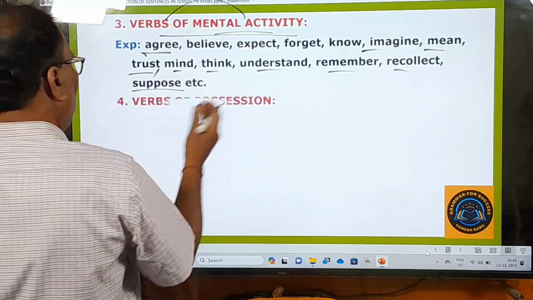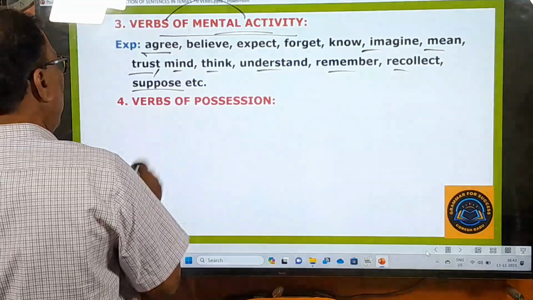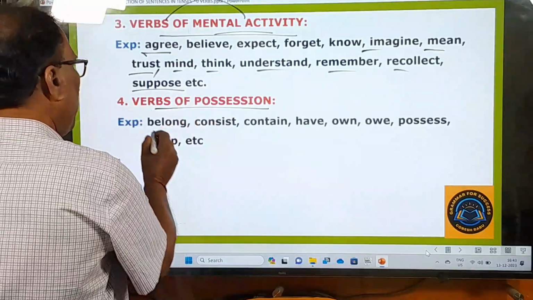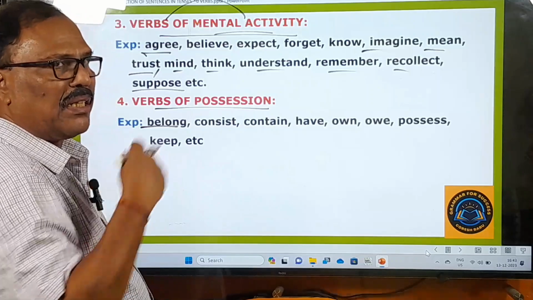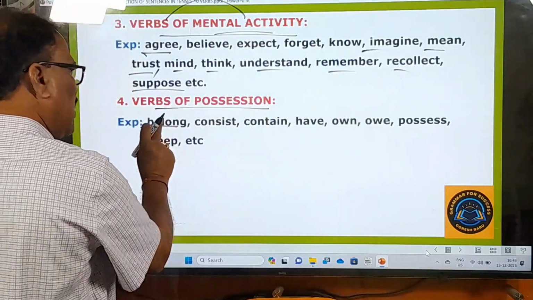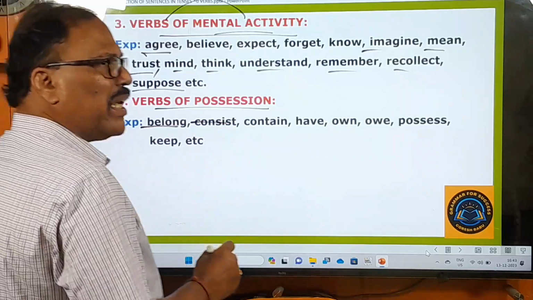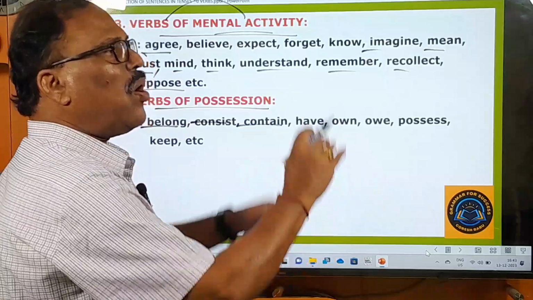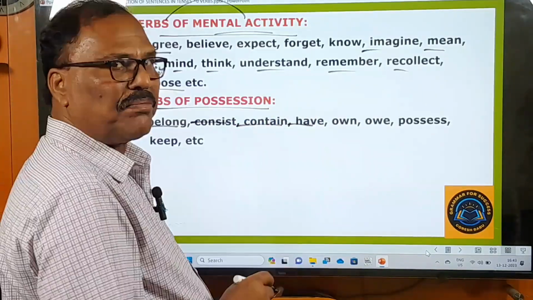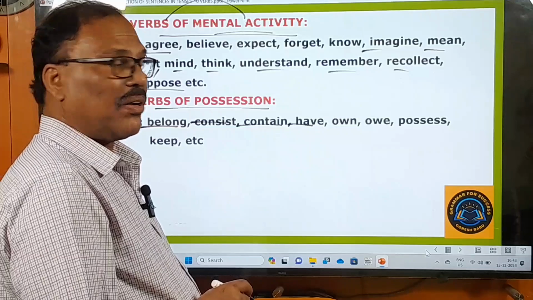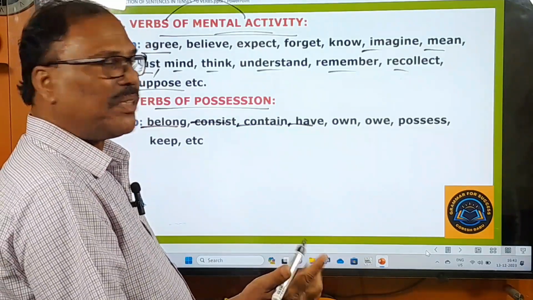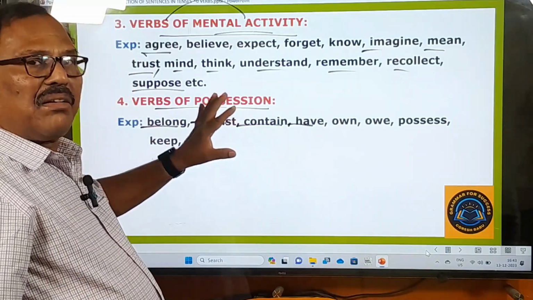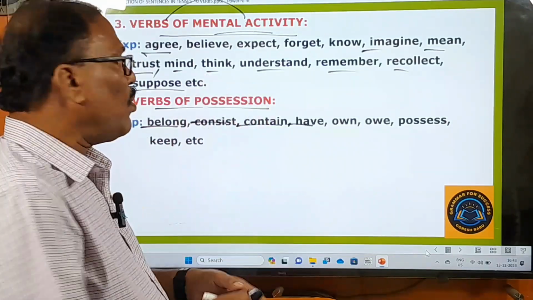And the 4th kind of verbs is also there: verbs of possession. What are the verbs of possession? They indicate possession. Belong: the car belongs to me, the bike belongs to me. Belong is indicating possession. Consist: the book consists of 60 pages. Contain: it contains all pictures. Have: generally we don't say, I'm having a car. You have to say, I have a car, because these verbs are not normally used in the continuous tenses. They are normally used in the simple present tense only.